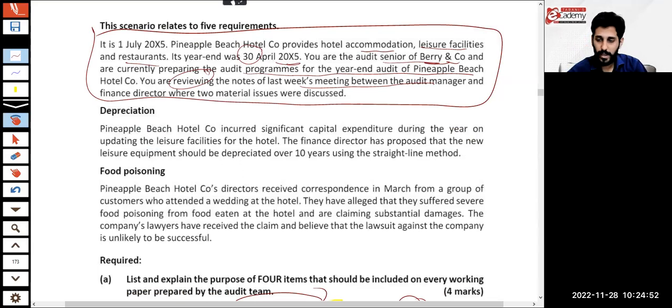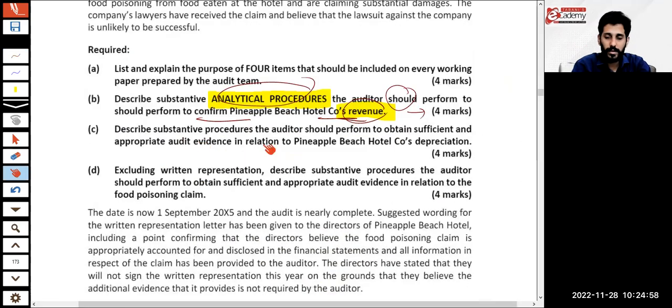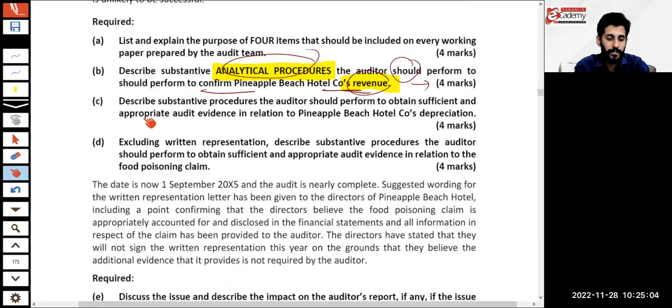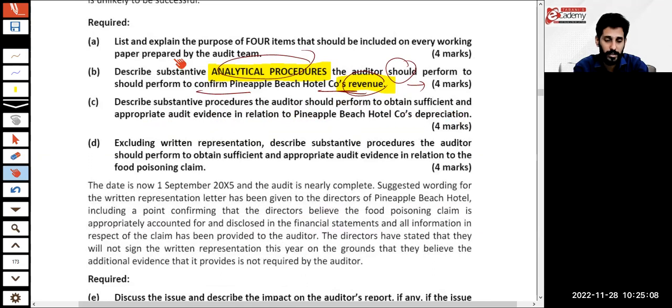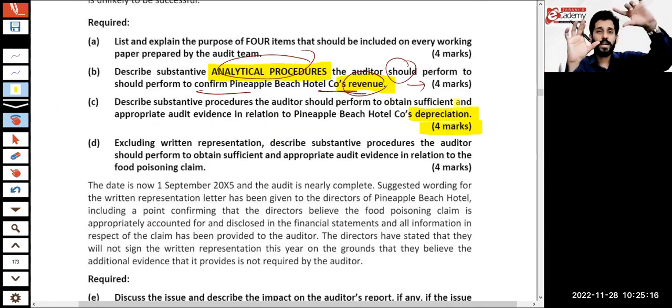This is the part C. And part C is saying, again, for 4 marks: Describe the substantive procedures the auditor should perform to obtain sufficient and appropriate audit evidence in relation to Pineapple Beach Hotel's depreciation. It is again an income statement item. Now, see that depreciation is not related to the revenue.